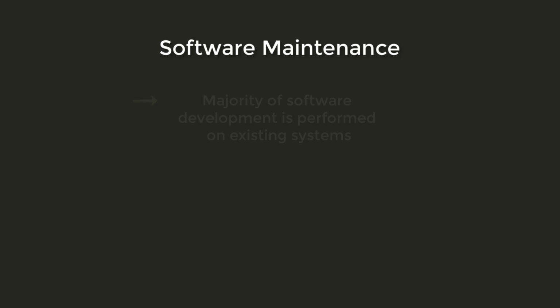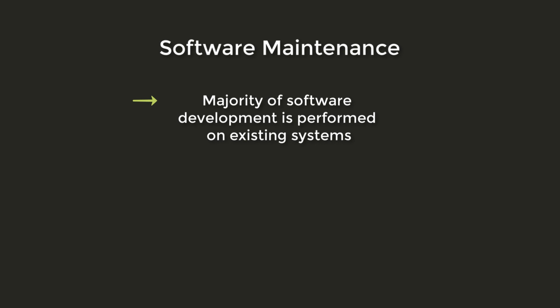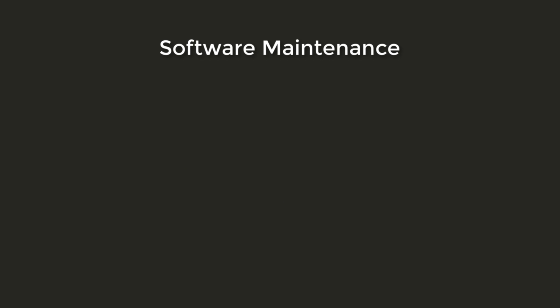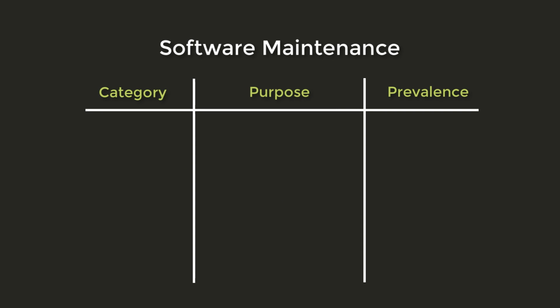The vast majority of software development is performed on existing systems. Software maintenance and evolution are the primary components of the system's total budget. Software changes can be split into four broad categories. The first are corrective changes, which fix defects and account for 21% of all changes.